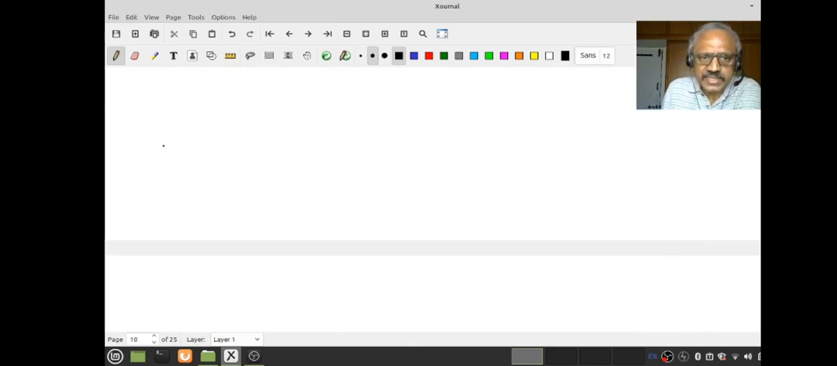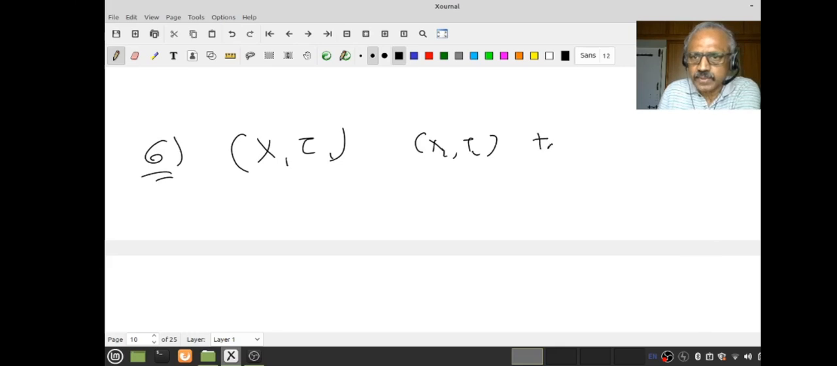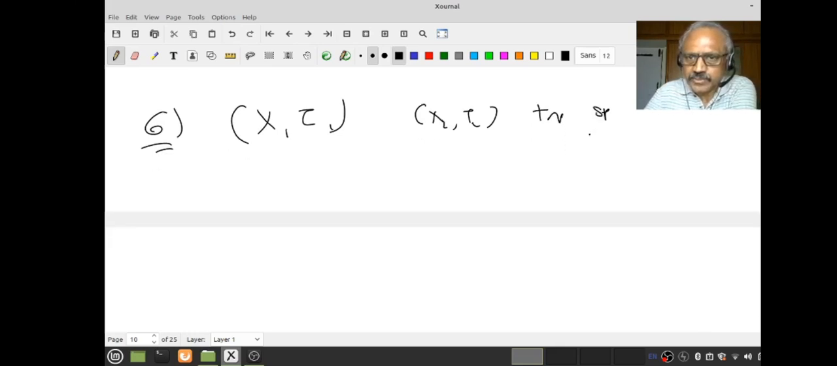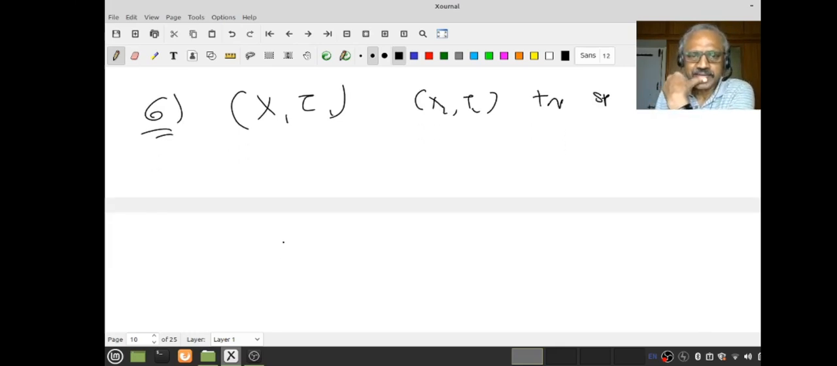And the last example is the sixth example. Suppose (X1, tau 1) and (X2, tau 2) are two topological spaces. Okay, you might have seen we already did that. Again, this is an example which I did in the first 4 lectures, right? So I want to define now X1 cross X2, which is just a set. I want a topology on that.